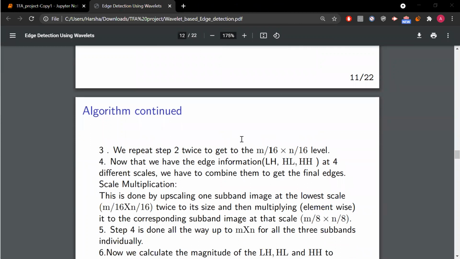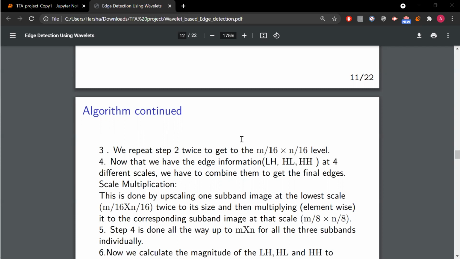Now we will repeat the above step 2 till we reach m by 16 cross m by 16. By this, what we mean is in step 2 we have used the wavelet decomposition to get the subbands of size m by 2 cross m by 2, right? Now we'll continue with the same step till we reach m by 16 cross m by 16 level. We'll understand this better once we see the block diagram in the next slide.